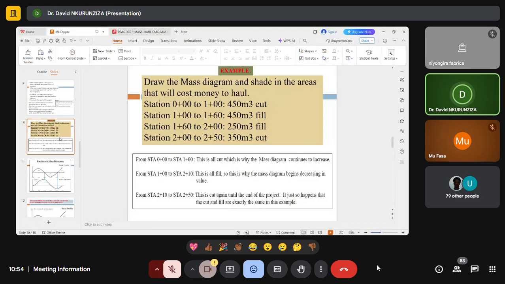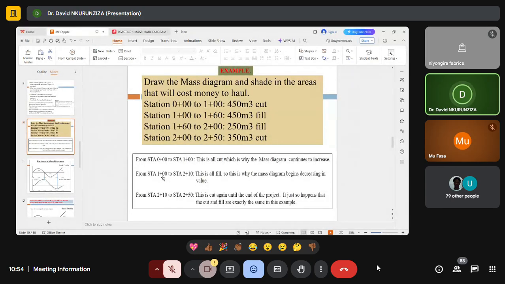Here we have a simple example I will share with you, where we are required to draw the mass flow diagram. We have the changes from 0 to 1, 1 to 16, 16 to 2, and you have the volume here of cut, fill, cut. So you can see that from 0 up to 1, this is all cut, which is why the mass diagram continues to increase.